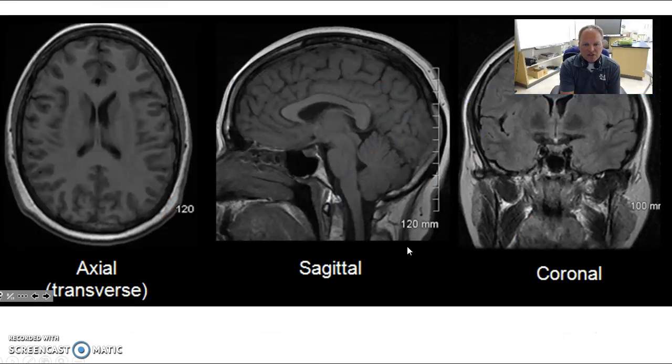Now, if we put all three of these together, you can see how amazing medicine can be. You can have a sagittal section of the brain, you can have a transverse section of the brain, and you can have a coronal or frontal section of the brain, and you can get so much information. So just get used to those words.